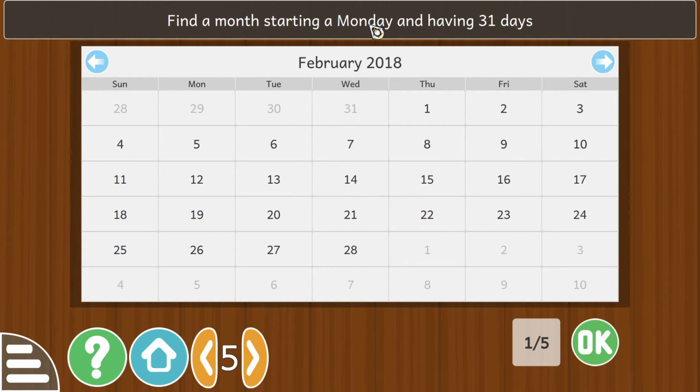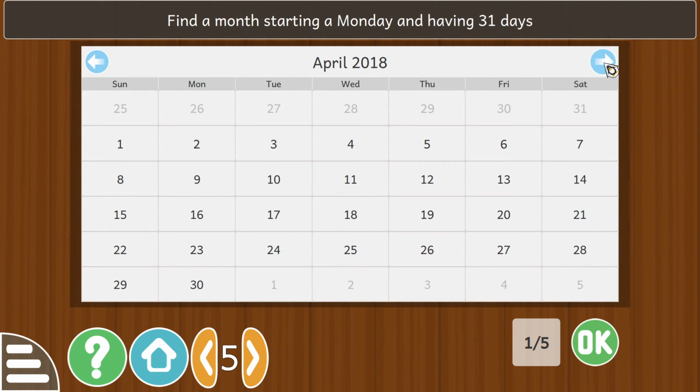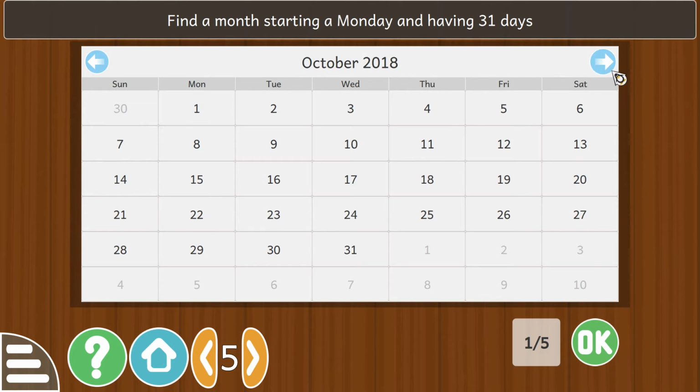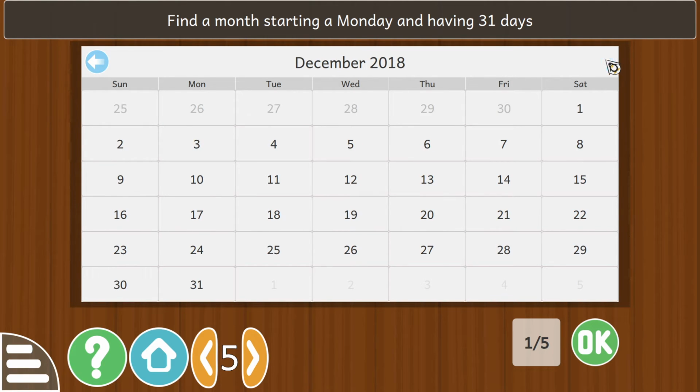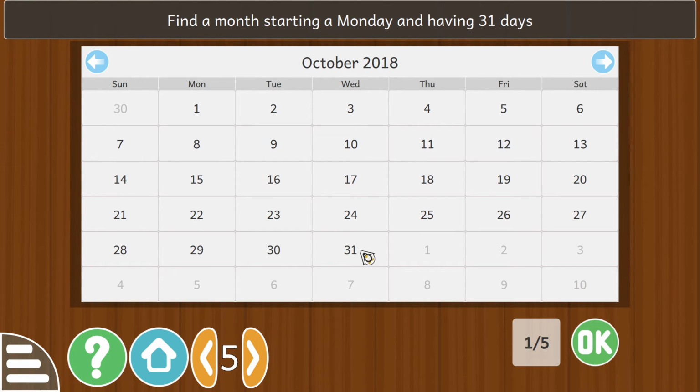Find a month starting a Monday and having 31 days. Okay, so let's go to the beginning of the year. January, February, March, April, May, June, July, August, September, October, November, and December. So I got to find a month, any month starting on a Monday and having 31 days. This will do.